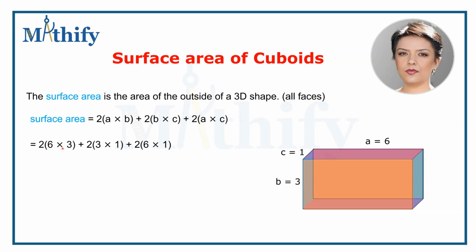So 2 lots of 6 times 3 plus 2 lots of 3 times 1 plus 2 lots of 6 times 1. 6 times 3 is equal to 18. 3 times 1 is equal to 3. 6 times 1 is equal to 6. So 2 lots of 18 plus 2 lots of 3 plus 2 lots of 6. 2 times 18 is equal to 36, plus 2 times 3 is equal to 6, plus 2 times 6 is equal to 12. When you add these three values together, that will give us our surface area of 54 centimeters squared.